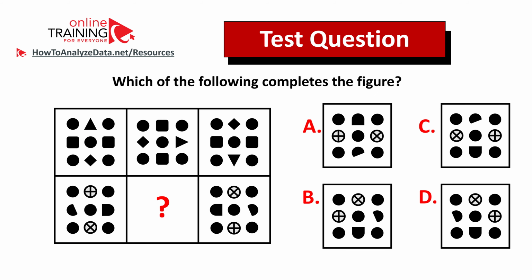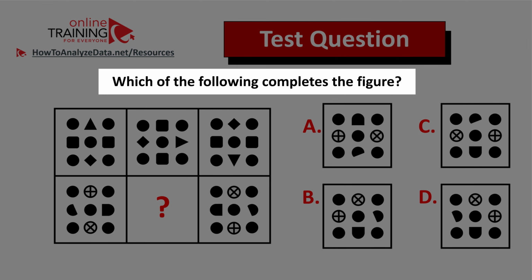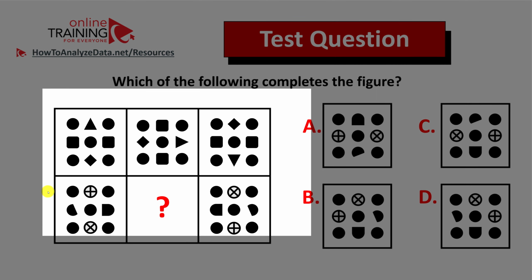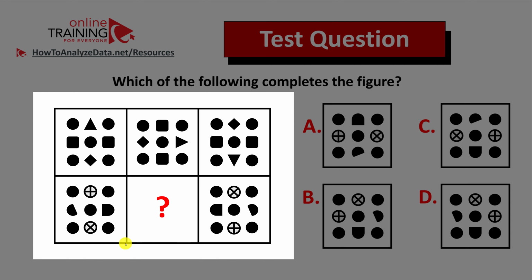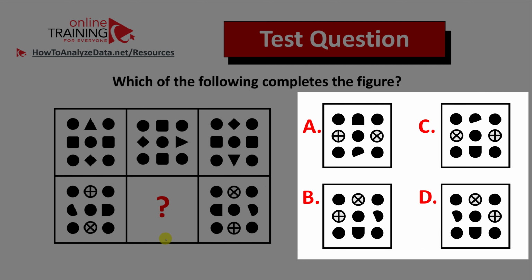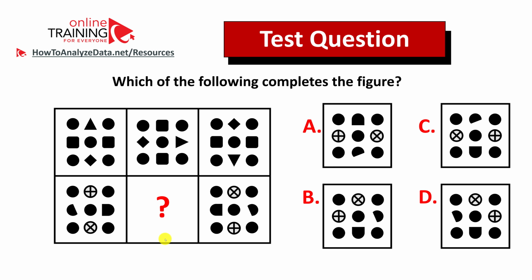And now I have a question for you. I have full confidence that you can solve this question in less than 15 seconds. Here's the question. Which of the following completes the figure? You're presented with the figure on the left, and one square is missing, the square with the question mark. You have 4 different choices to choose from, choices A, B, C, and D. Give yourself 10 to 15 seconds to see if you can come up with the answer on your own.